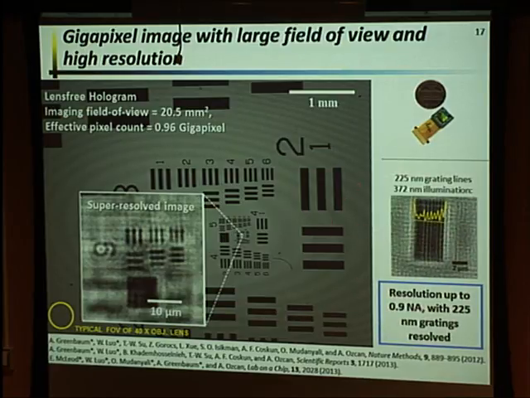And we've fabricated our own test gratings using focused ion beam. And this is kind of the limit. So this is approximately the limit. This is a 225 nanometer grating line with, in this case, 372 nanometer resolution. So the best resolution in terms of numerical aperture is about 0.9 NA. And then the best resolution in terms of half pitch is about 225 nanometers on this grating.